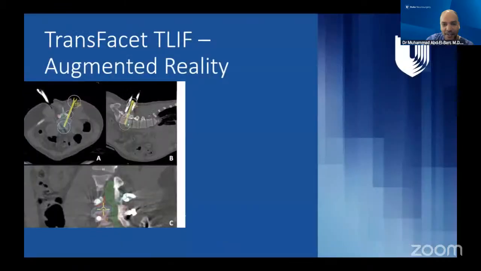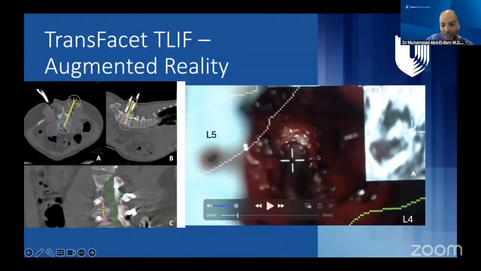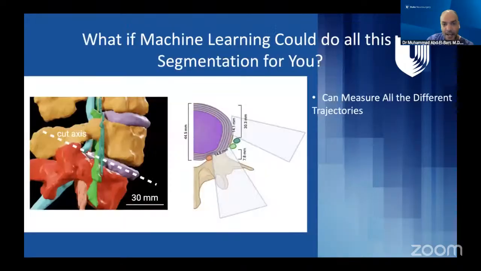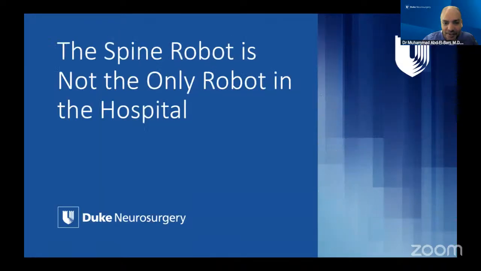So under the microscope, as we're doing the transfacet TLIF, we know through the bone where the L5 nerve root is and where the L4 nerve root is, so we don't cause injury to the nerve roots while we're doing the surgery. We've started to look at using the robot to dock in the perfect trajectory to do these transfacet TLIFs, and hopefully I'll be able to present on that in the future. Right now, a lot of this segmentation is done manually by amazing medical students, but we're working on using machine learning to do this completely automated. So stay tuned in the future.